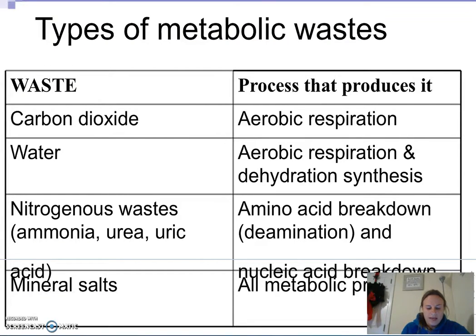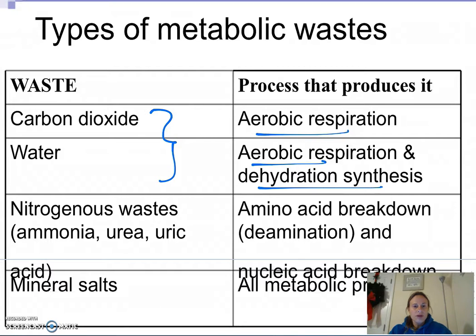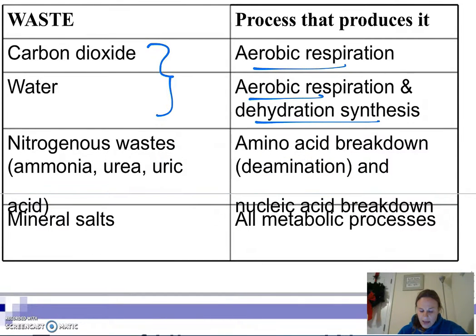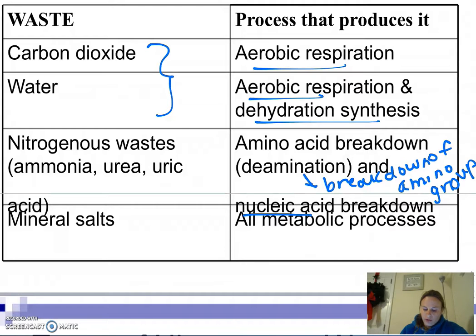Examples would be carbon dioxide and water, which are both byproducts of aerobic respiration. Water is also a byproduct of dehydration synthesis. Your nitrogenous wastes come from amino acid breakdown, which is known as deamination, and nucleic acid breakdown, right? So deamination is just the breakdown of the amino group. We know that amino acids obviously have an amino group, and your nucleic acids have nitrogenous bases, which will become part of your nitrogenous wastes.